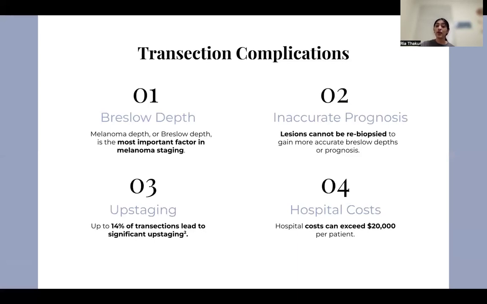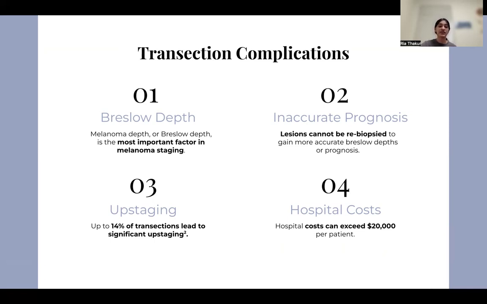As this is the single most important factor in melanoma staging, transection means that the true severity of the cancer is left ambiguous. Secondly, lesions cannot be rebiopsied to gain more accurate Breslow depths because depths can't be guaranteed to be from the same angle or location as before. Without an accurate diagnosis, this can result in upstaging, which is when a patient's cancer is determined to be lower than what it is. So a patient may receive treatment for stage 2, which is what they were diagnosed with, when they actually have a more serious stage 3 and thus need a stronger treatment.